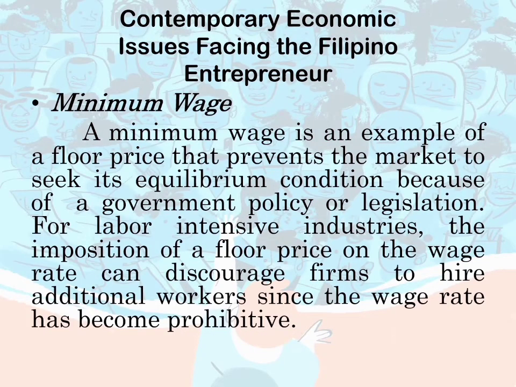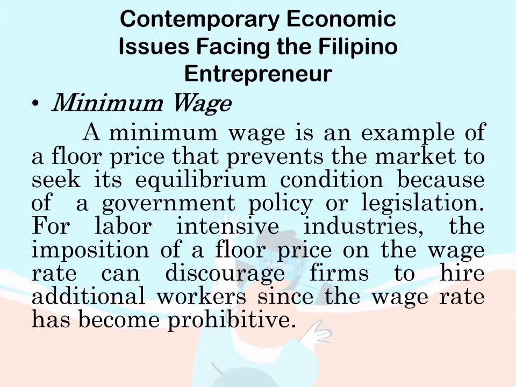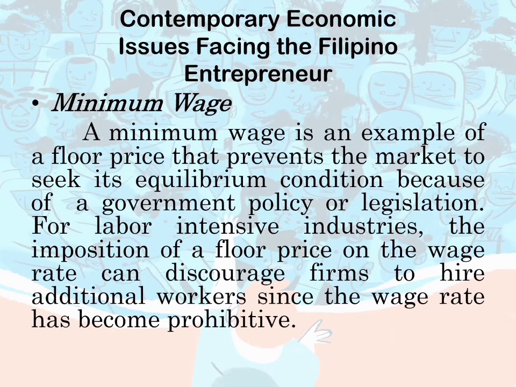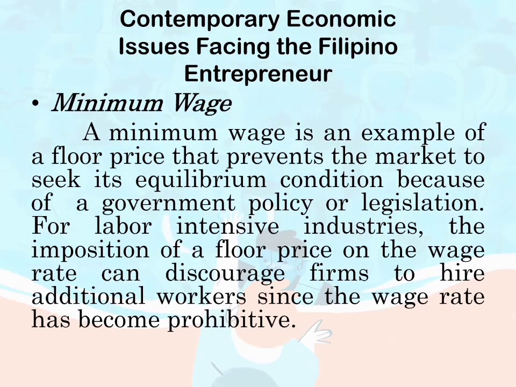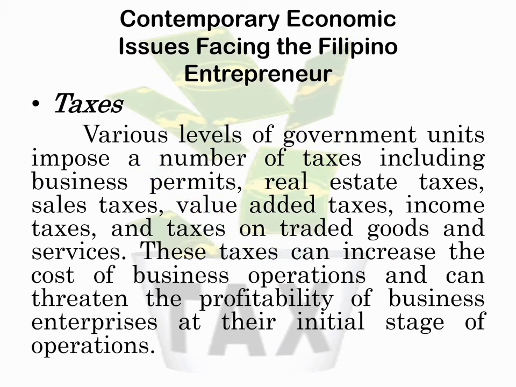Next is minimum wage. A minimum wage is an example of a floor price that prevents the market from seeking its equilibrium condition because of a government policy or legislation. Lastly, the taxes. Various levels of government units impose a number of taxes. These taxes can increase the cost of business operations and can threaten the profitability of business enterprises at their initial stage of operations.